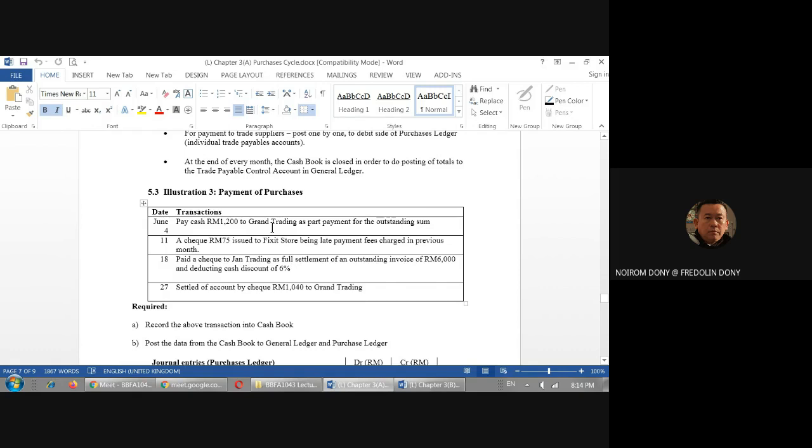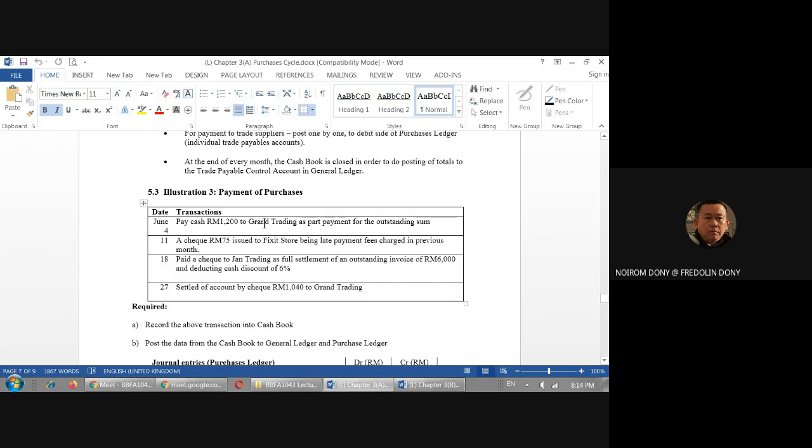Can you get what I'm saying? If it's to Grand Trading and they state purchase of motor vehicle, then the Grand Trading is not trade payable, it is an other payable. So that's how we identify. That is the technique. Okay, so identify the keyword: cash and Grand Trading.